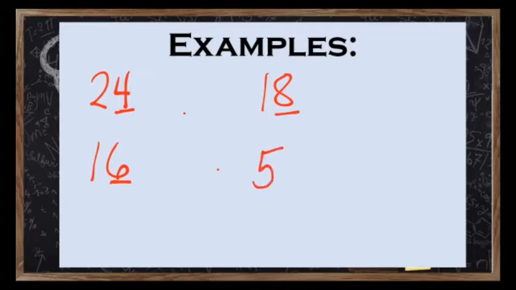Another example, 500. 500 ends with 0. 0 is an even number. Therefore, 500 is also divisible by 2.